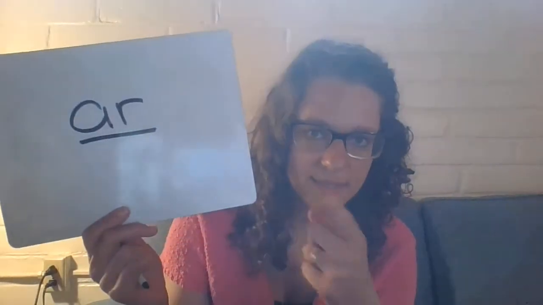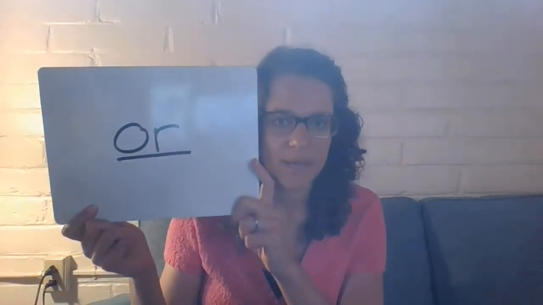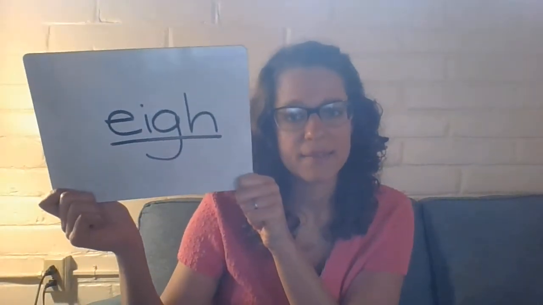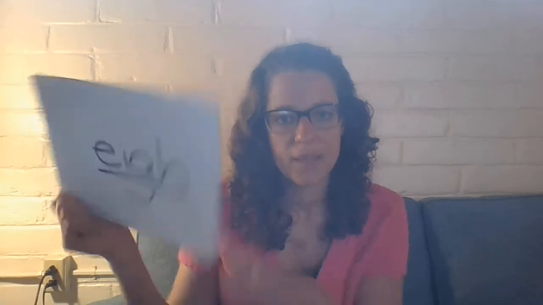The next one is R. This is R. The next one is or. This is our or. Okay, our last one is A for letter A. And this is A for letter A. So we're ready to review our words.